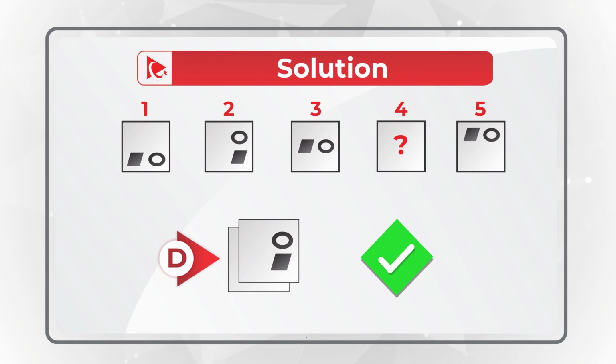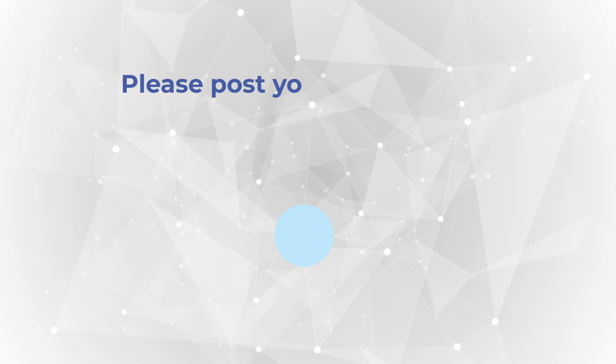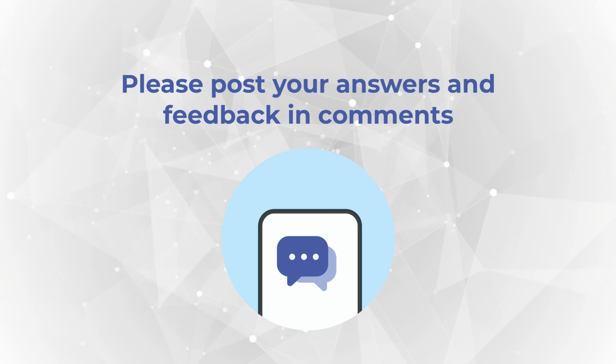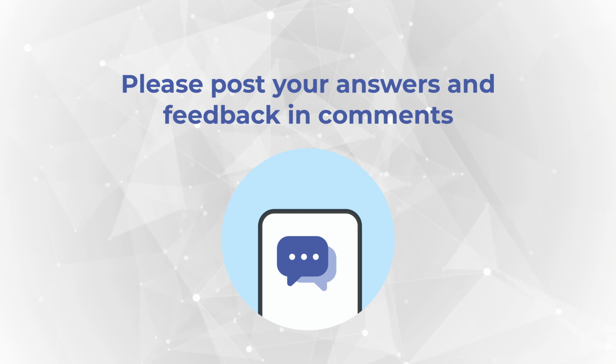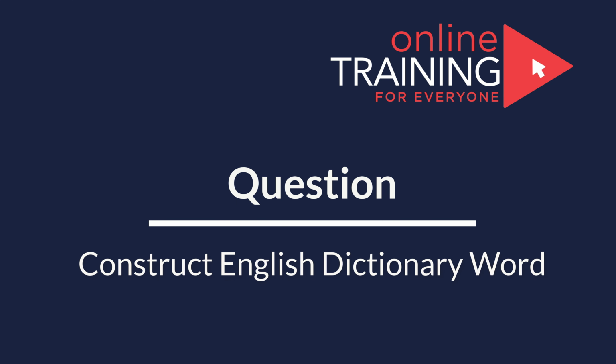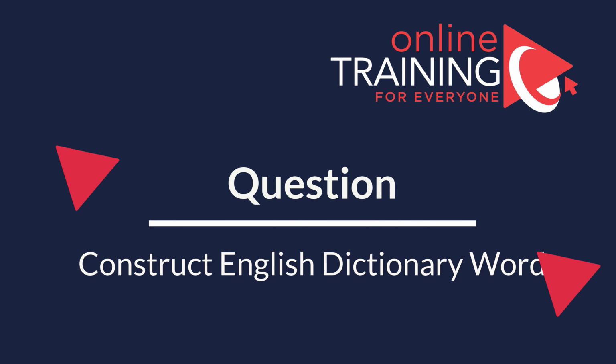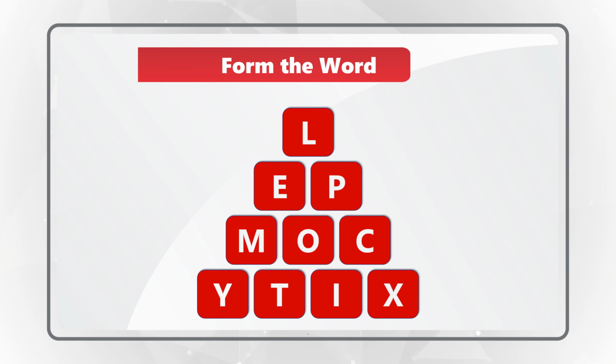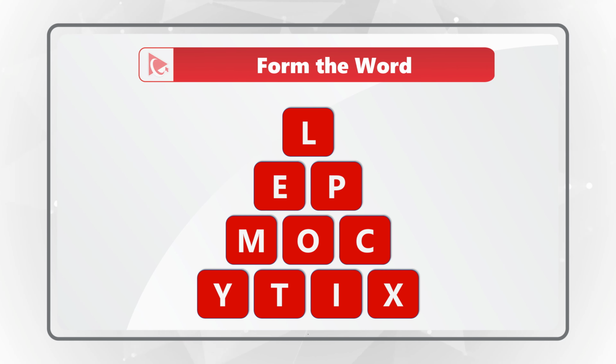Hopefully you've nailed this question and now know how to answer similar problems on the test. But in case you need more problems with solutions, please make sure to check out the description of this video. Here's the question for you to practice. You're presented with 10 letters, and you need to form the words from English dictionary using all the letters only once. The letters are L, E, P, M, O, C, Y, T, I, X.